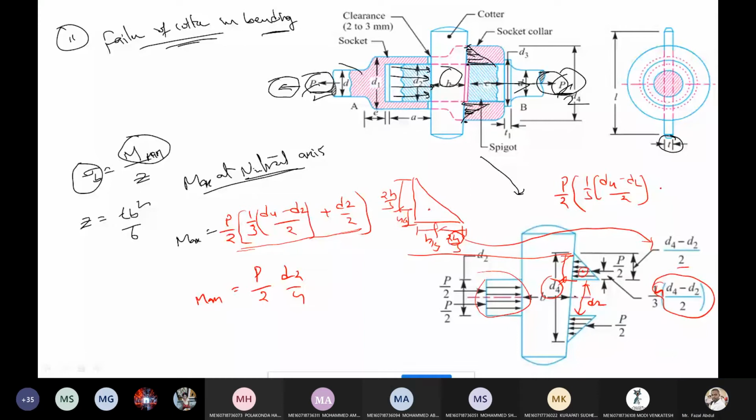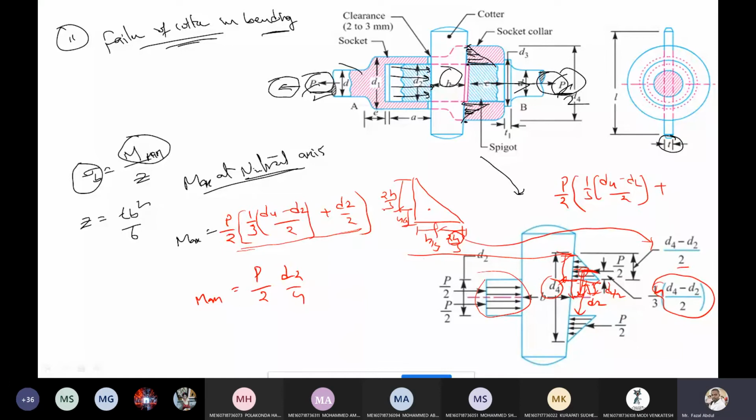Plus from the load to its center, what is the perpendicular distance? The distance from here to here we calculated: P by 2 into 1 by 3 into (D4 minus D2) by 2. Now remaining from here to here, how much? If the total is D by 2, now here to here how much? D2 by 2. So that's the reason I'm adding D2 by 2. Now this one we calculated for the uniformly varying load.